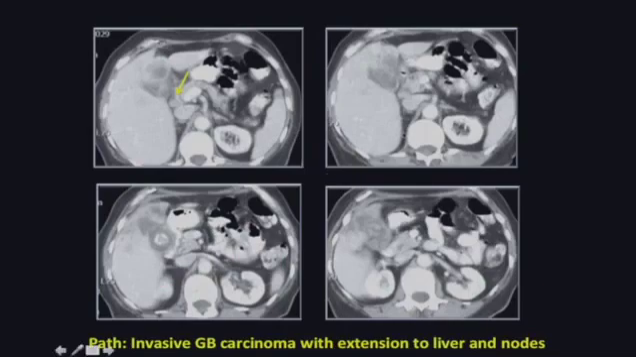Here is the same patient with correlative CT imaging that shows a heterogeneous enhancing gallbladder mass, replacing the gallbladder, with the presence of gallstones. There's direct invasion of the cancer into the liver parenchyma and multiple liver metastases. CT and MR are better at detecting nodal metastasis, as in this case here, in this patient with lymph node metastasis.